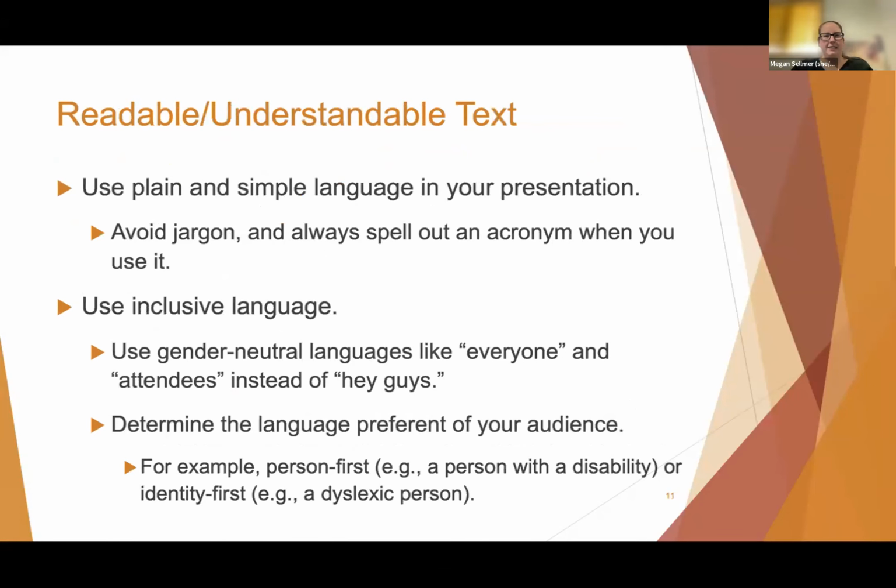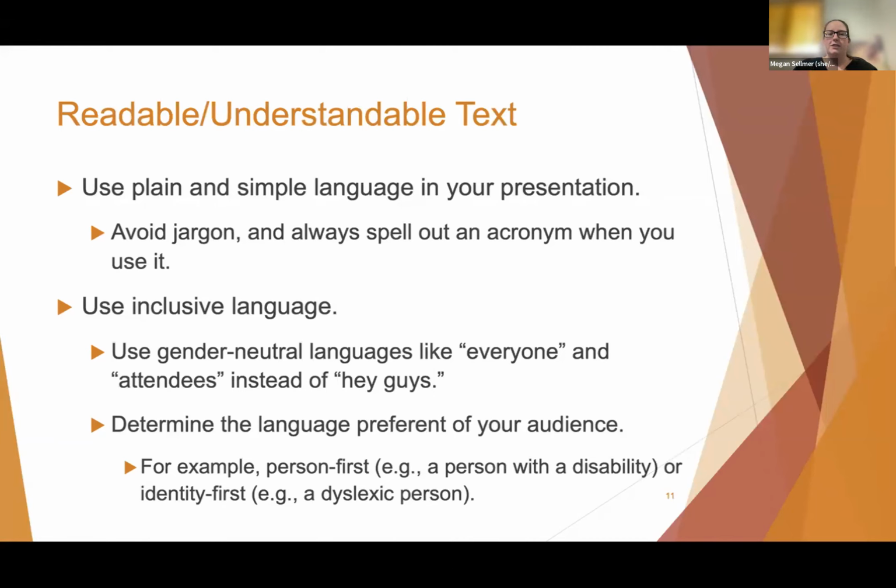All right, so we've got the layout, we've got the font. Now let's talk about writing the content very quickly. So just keep it simple, use plain and simple language in your presentation, avoid jargon. Always spell out acronyms when you use them. So for example, when I was talking about the contrast ratio, I was also talking about the Web Content Accessibility Guidelines. And then I said WCAG, right? So just always do that first.